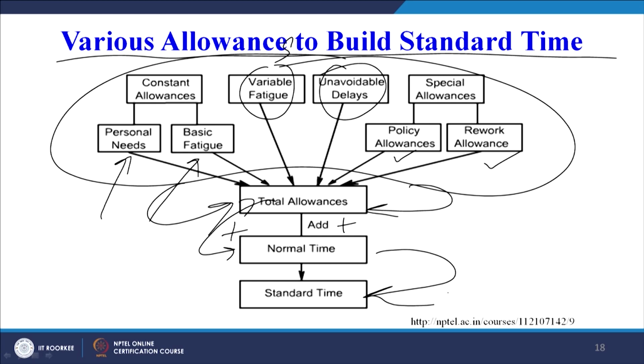So with this I conclude today's session. We have tried to understand the various types of allowances that must be considered when we are doing the time study or work measurement, the importance of these allowances, in which circumstances we must provide them and why they are required. Once we have decided the total allowances given to the worker in the form of time, we can very easily calculate the standard time required for performing the job.